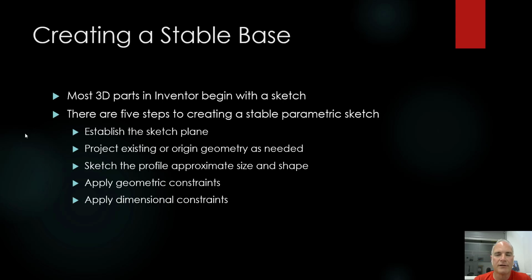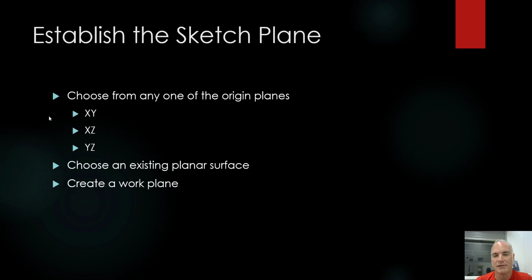Since most parts in Inventor begin with a sketch, you'll want to get really good at creating sketches. Follow these 5 steps to create good sketches. Number 1, the first thing that you want to do is establish the sketch plane. The second thing that you want to do is to project existing or origin geometry to that sketch as needed. Third, you'll sketch the profile approximately the correct size and shape. Then you'll apply geometric constraints, and finally, you'll add dimensional constraints. At the end, I'll give you 2 more tips on how to fully constrain those stubborn sketches.